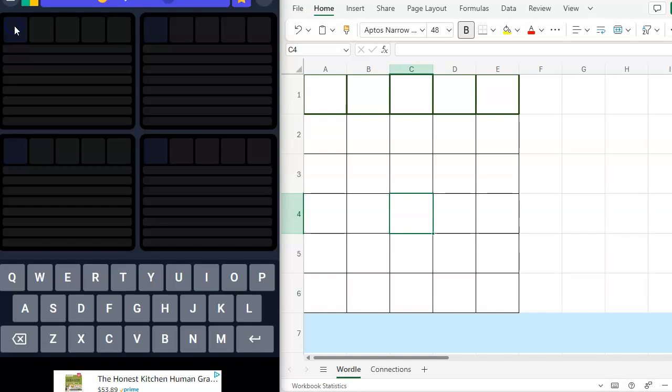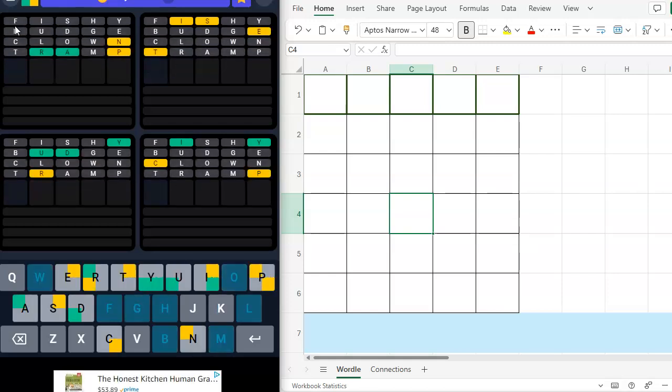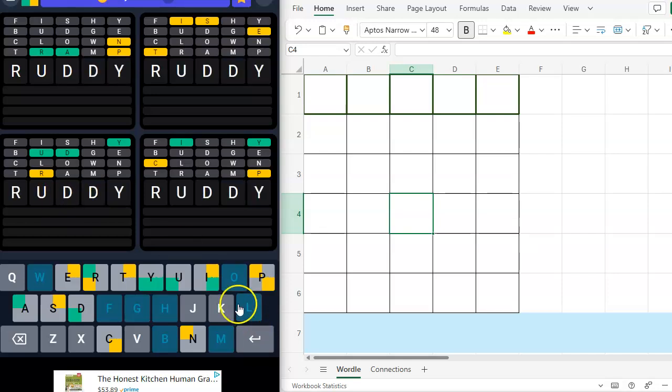And now let's switch over to Quordle. I'm going to put in four standard words. It gives me 20 unique letters. Fishy, budge, clown, tramp. We have got a lot of green. We have got ruddy, probably. It's not going to be udry. And I don't think any of the unused letters can fit in here. Rudgy, rudky. Yeah, I'm pretty sure that's ruddy.